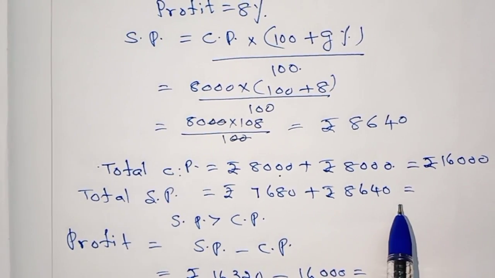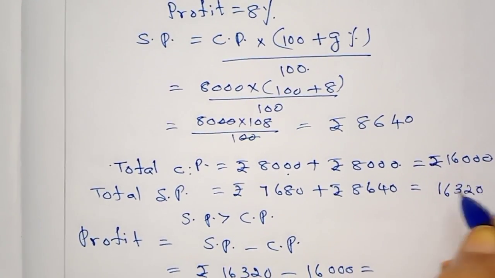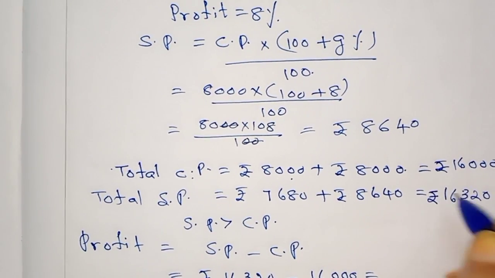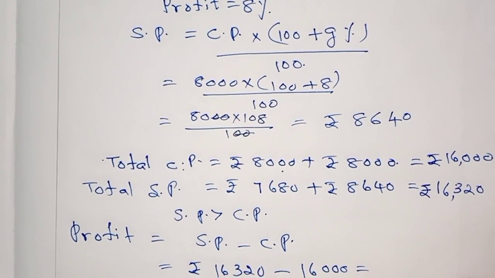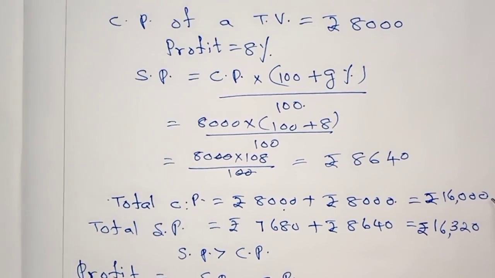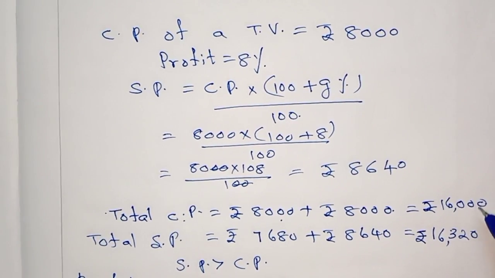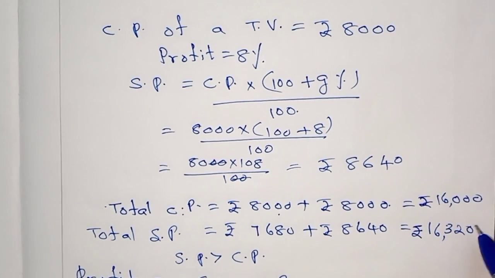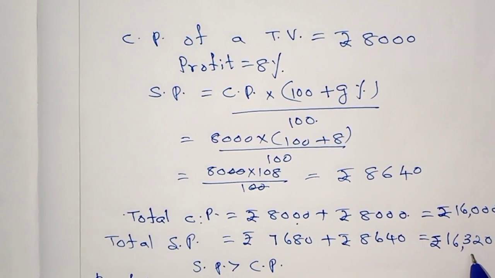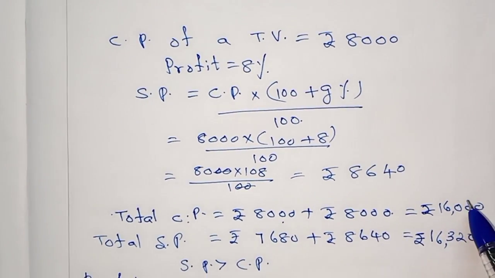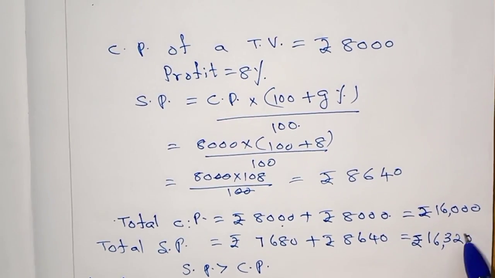So what is the total? So total SP is equal to 16,320 rupees. This is the symbol for rupees. So 16,320 rupees. So compare now, this is the total cost price. This is the total SP, that is selling price. Now compare them. Which is more? Which is greater? If you observe here, when you compare them, selling price is greater than cost price. So here selling price is more.